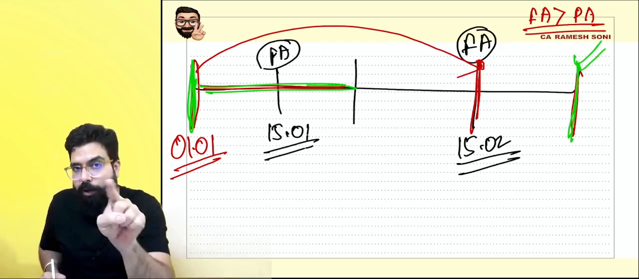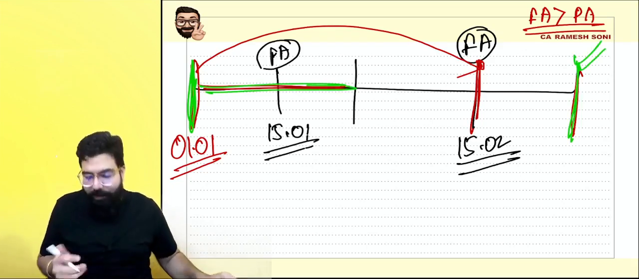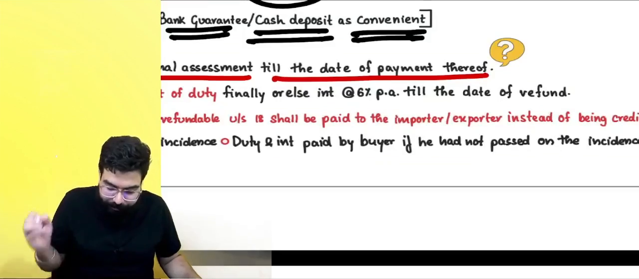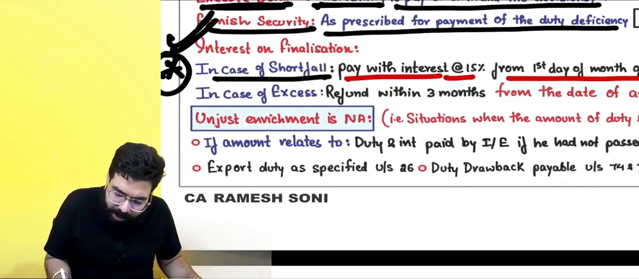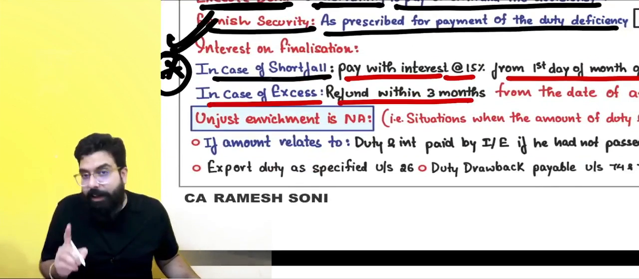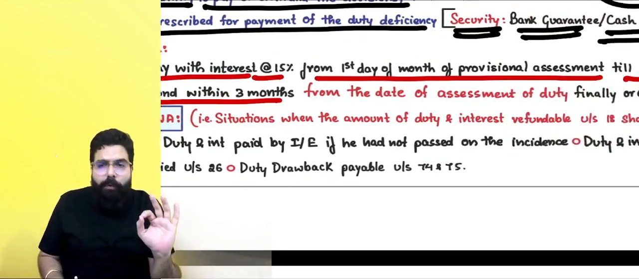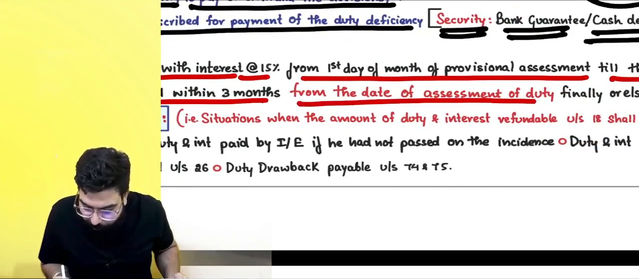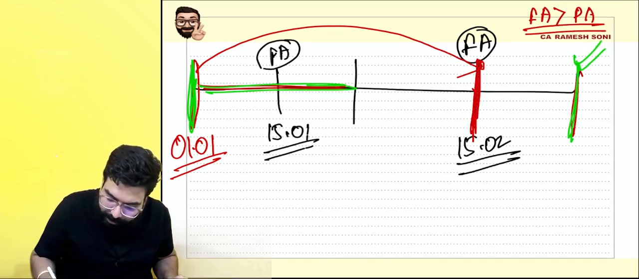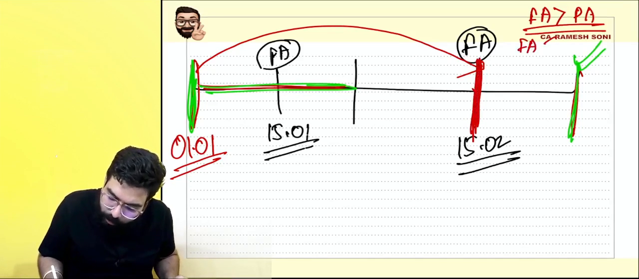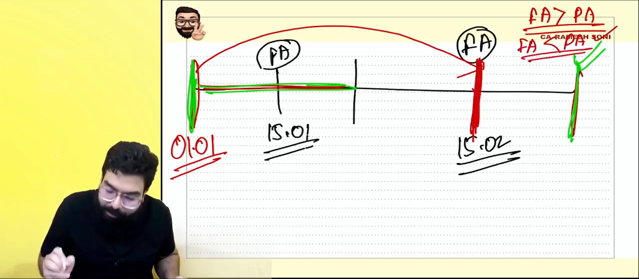Means the differential duty has to be paid along with interest at the rate of 15%. Sir, in case of excess, a refund within 3 months will be given to you. If the refund is not given within 3 months from the date of final assessment, and the final assessment was less than the provisional assessment, you will be given a refund.